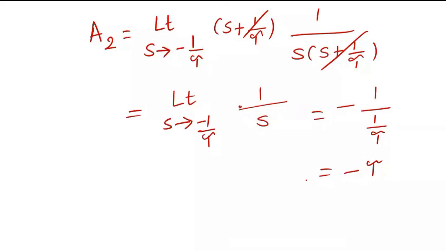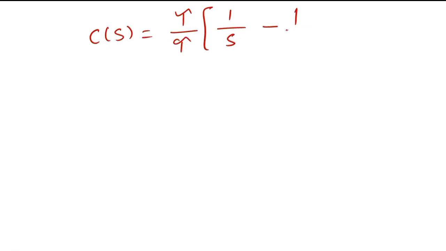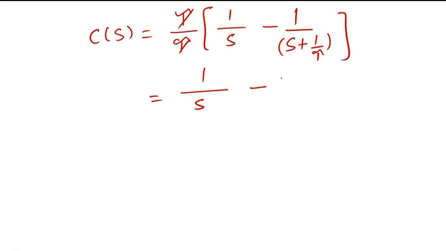So C of s is equal to 1 by tau into tau by s minus tau by s plus 1 by tau. If you observe these two factors, in the numerator tau is there, and here we are dividing with tau. These two will get cancelled. So C of s is equal to tau by tau into 1 by s minus 1 by s plus 1 by tau. Tau will get cancelled out, so it is equal to 1 by s minus 1 by s plus 1 by tau.